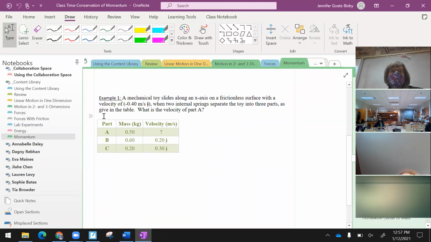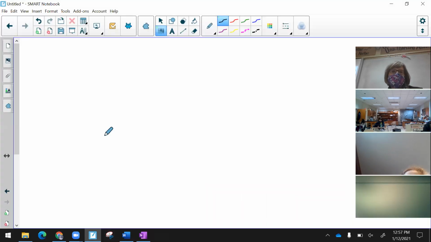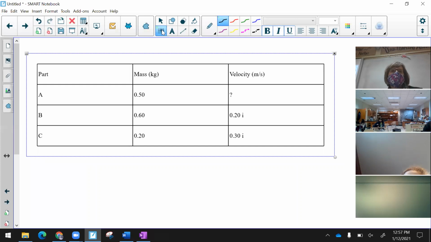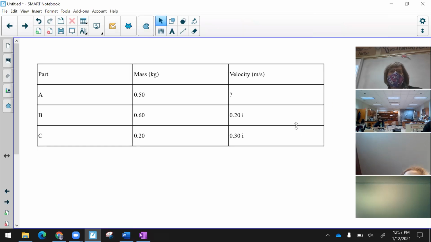Okay, so example 1. Somebody read us example 1 while I copy the table so I can get that to go in. A mechanical fluid slides along the x axis on a frictionless surface with a velocity of negative 0.4 meters per second i. When 2 internal springs separate the fluid into 3 parts, as given in the table, what is the velocity of part A?